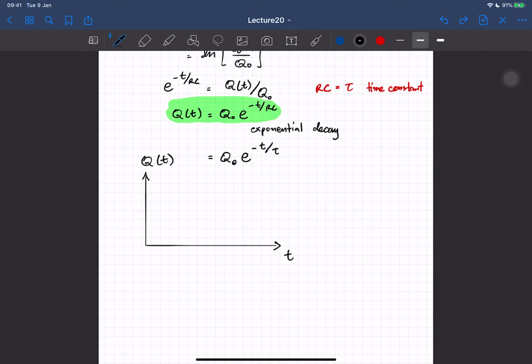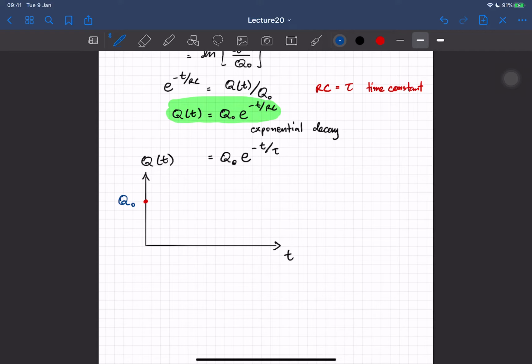So at time equal to 0, the charge is Q0. That is independent of the time constant, which is what it should be, because the initial charge is what we choose. It's nothing to do with RC. So it's always going to start at Q0 here, right?